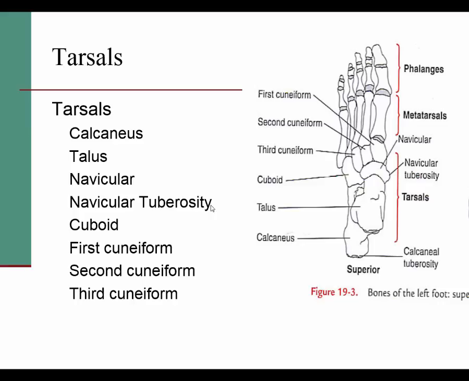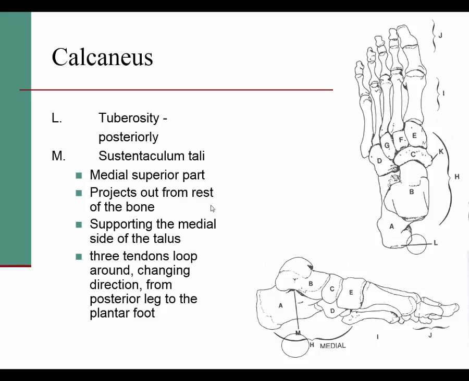The calcaneus region, you've got the calcaneal tuberosity, sustentaculum tali, the medial superior part. This projects out from the rest of the bone. It supports the medial side of the talus. 3 tendons will loop around, changing direction from the posterior leg to the plantar foot. And again, this is something that we will go into more depth in the classroom.